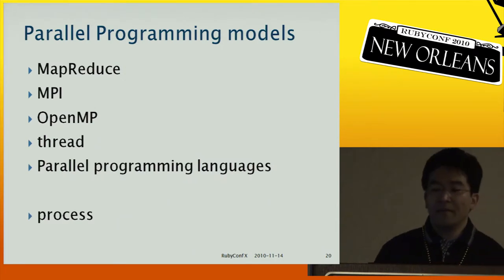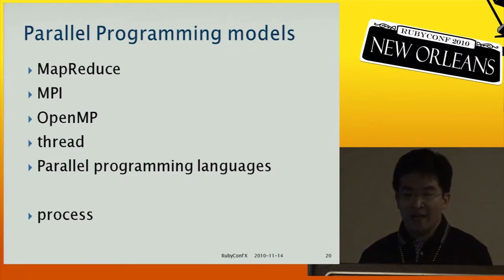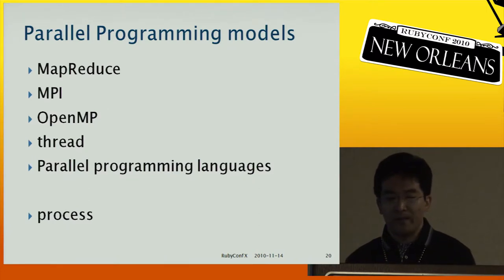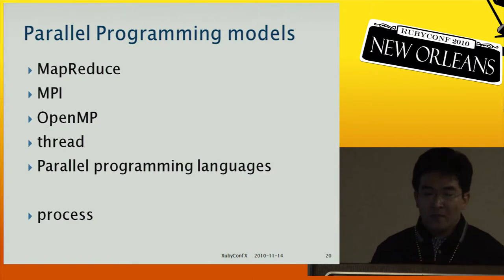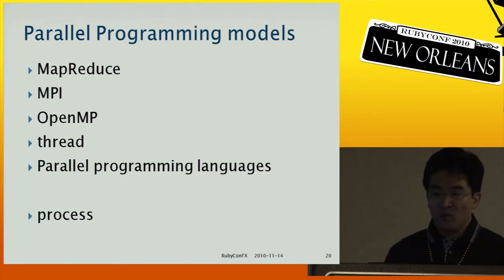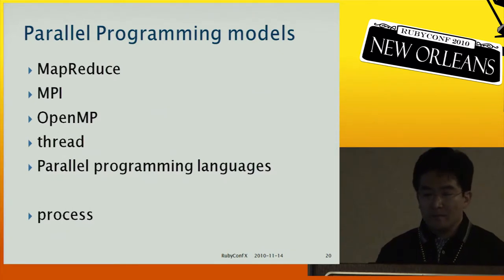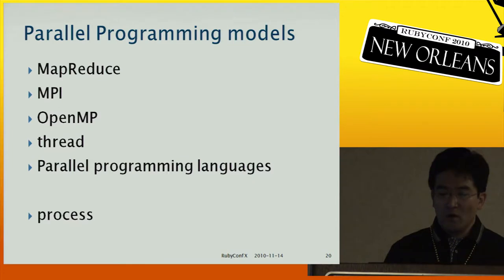There are several parallel programming models. A recent popular model is MapReduce. In scientific computing, MPI and OpenMP are commonly used. In some cases, general thread programming is used, and new parallel programming languages are also emerging.